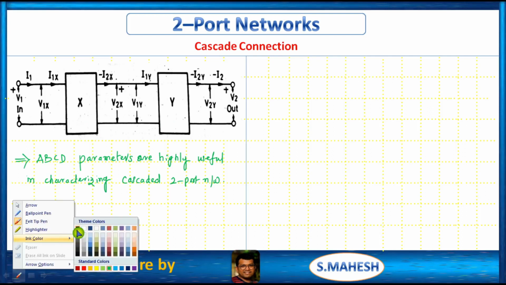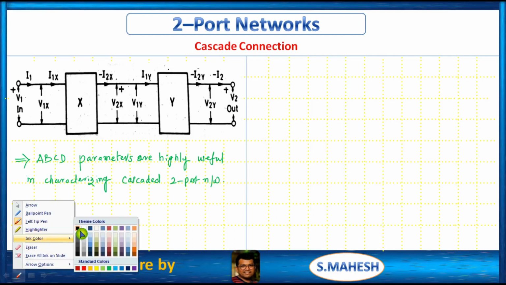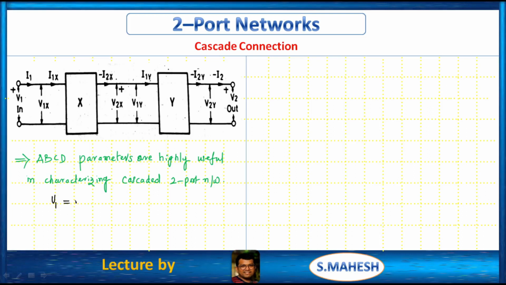From this we have V1X, which is nothing but... what is the governing equation for ABCD parameters? Input voltage V1 is equal to A V2 minus B I2, like that, and the supply current I1 is equal to C V2 minus D I2. That's it. Based upon these equations, we have to get the cascaded result.